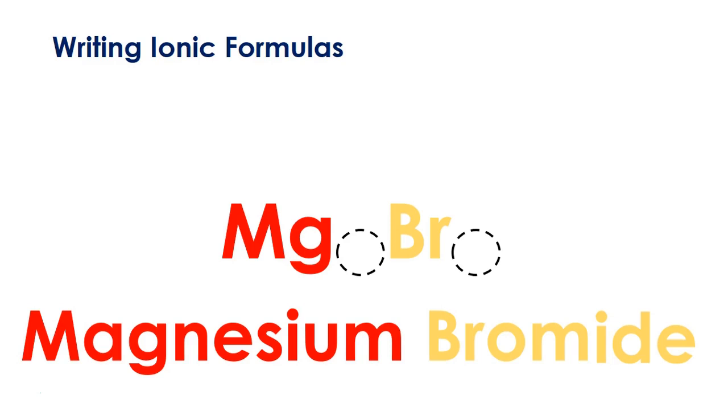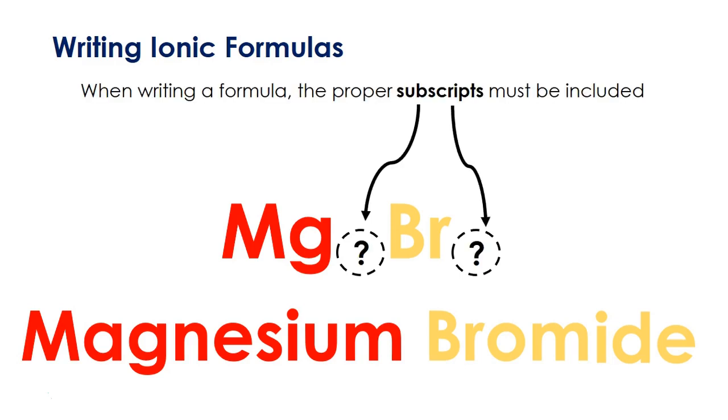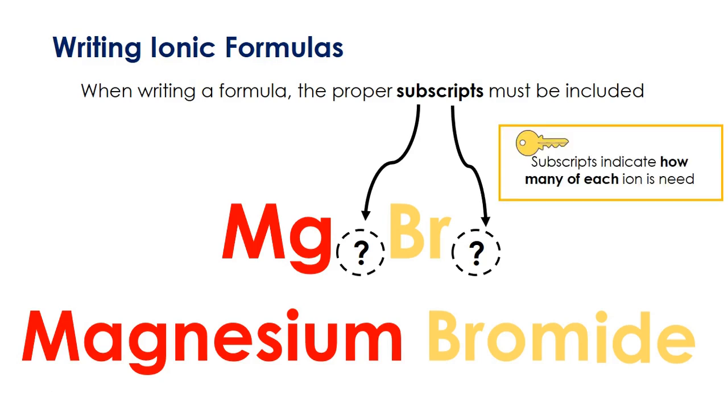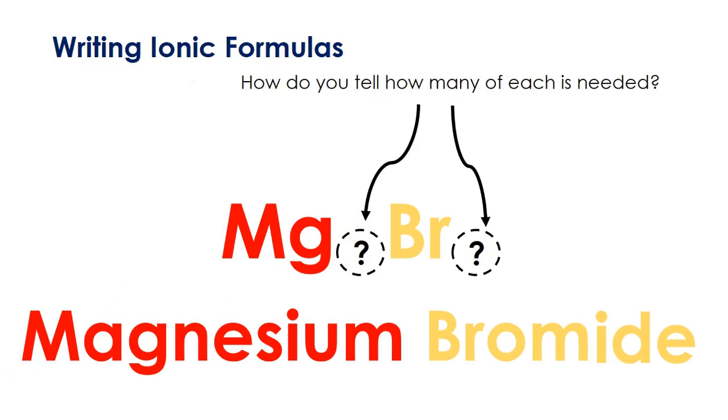The hard part is figuring out how many subscripts we need to write. How many ions of each do we have? All right, that's kind of tricky. But what I want you to remember is when you're writing a formula, you have to make sure that you have proper subscripts, and they have to be included. And one key idea is your subscripts just indicate how many of each ion is needed. So in order to properly write the ionic formula for magnesium bromide, we have to figure out how many magnesiums we need and how many bromines we need. So how do you tell how many of each subscript you need?